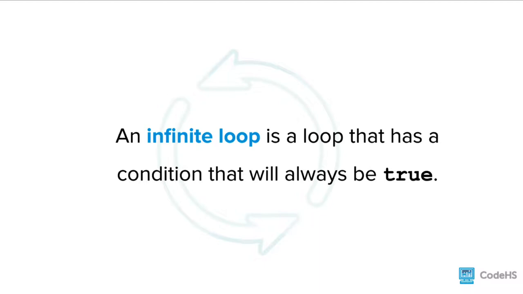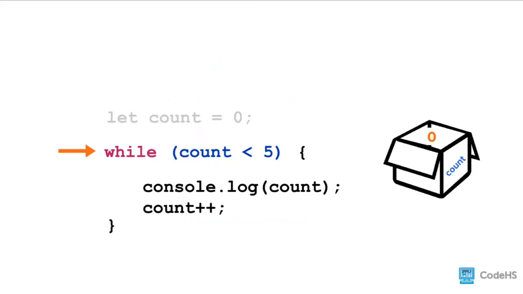Suppose you write a while loop that theoretically never ends. We call that an infinite loop. An infinite loop is a loop that has a condition that will always be true. For example, let's change the condition in the previous example.